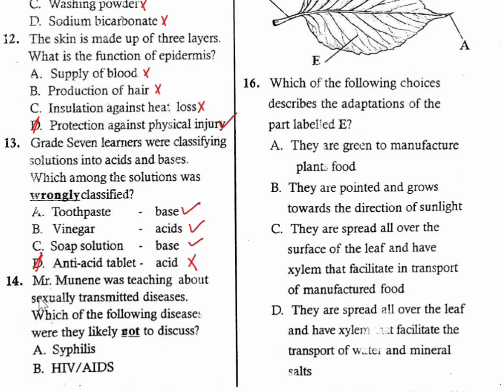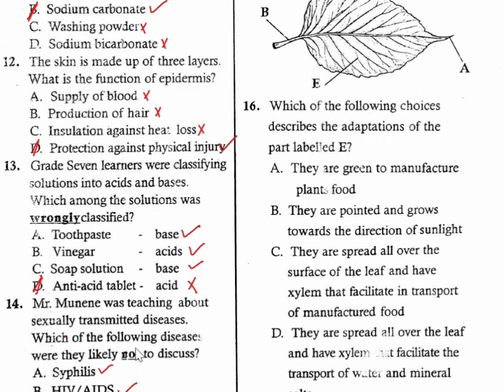Question number 14. Mr. Munene was teaching about sexually transmitted diseases. Which of the following diseases were they likely meant to discuss? So which one is not likely to be a sexually transmitted disease? A, syphilis is a sexually transmitted disease, which is true. HIV and AIDS, sexually transmitted, true.